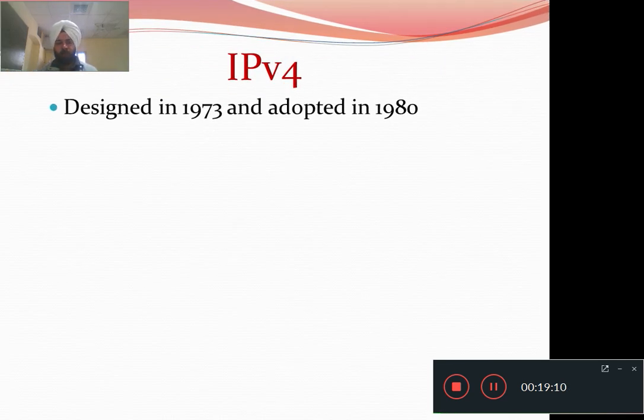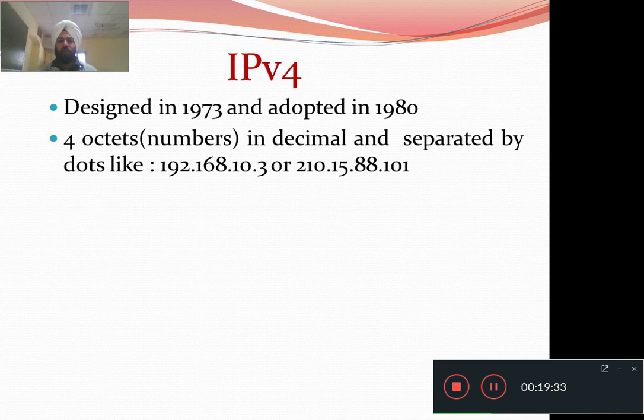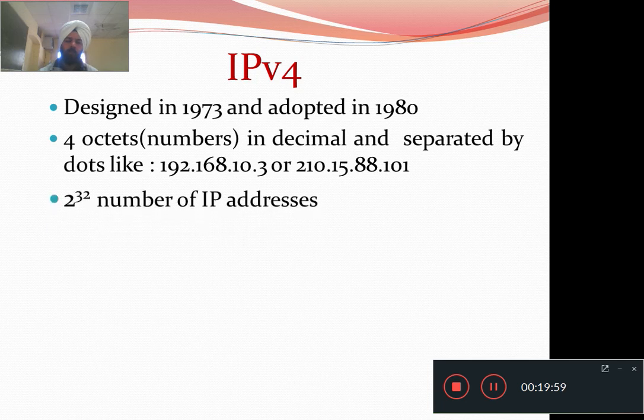Now there are multiple versions of IP. Internet Protocol version 4 was designed in 1973 and adopted in 1980. It uses 4 octets, which means 4 decimal numbers separated by dots, like 192.168.10.3 or 210.15.88.101. There are 2 to the power 32 IP addresses.